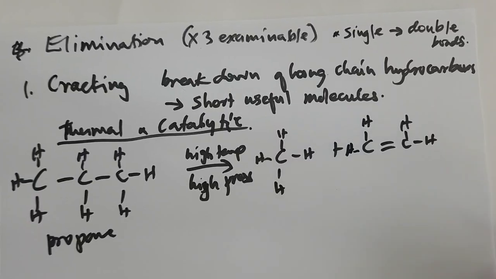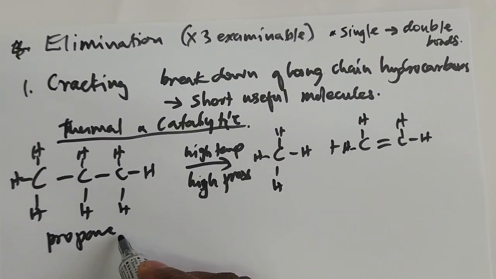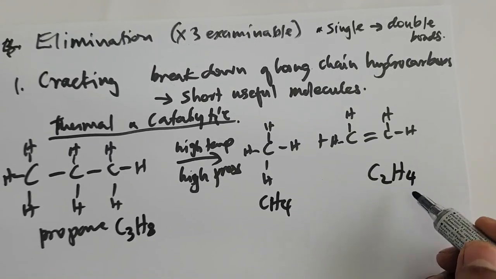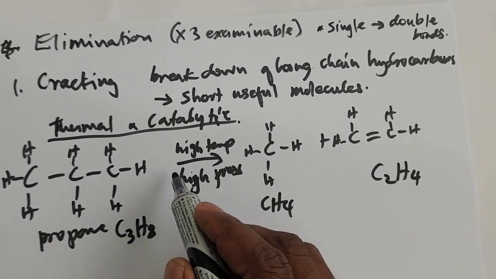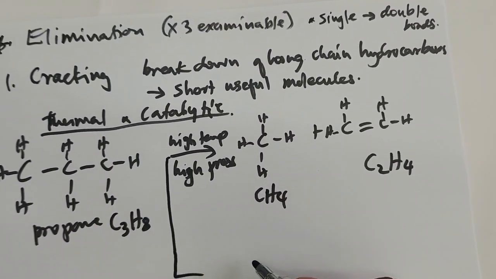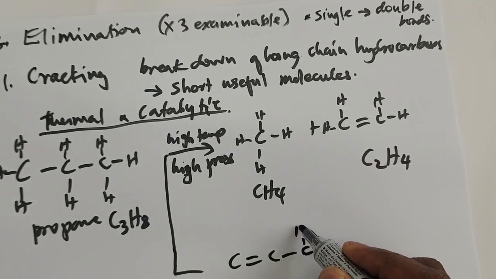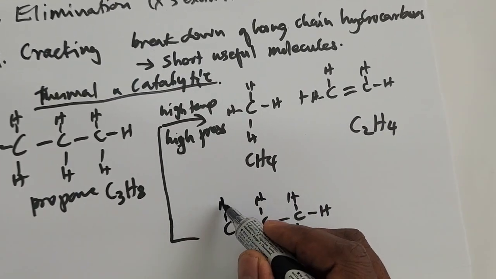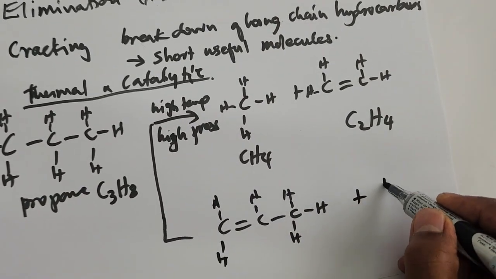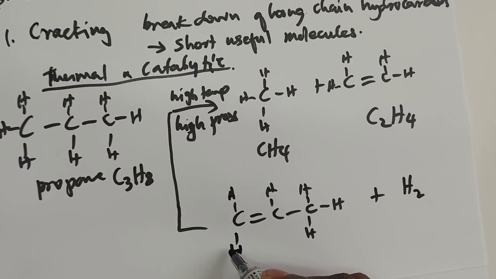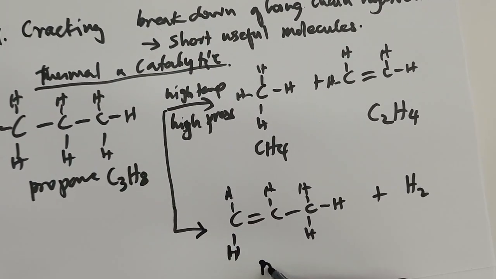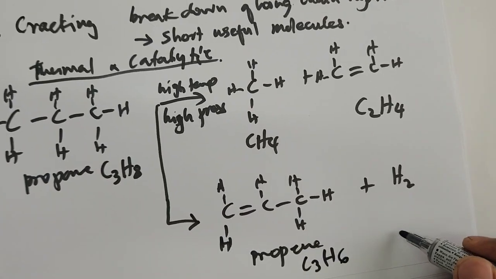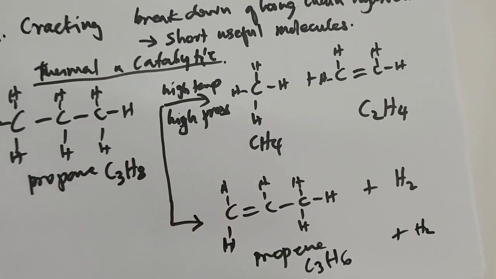In cracking you just use maths. If this one is C3H8, this is CH4, this is C2H4. So you must have balanced atoms there. Or propane can produce the other 2 products, that is propene plus hydrogen. Propene is C3H6 and then plus H2. So they all give you back C3H8.